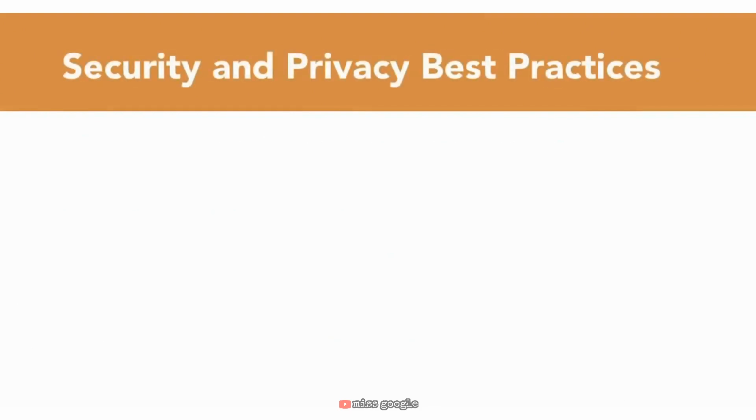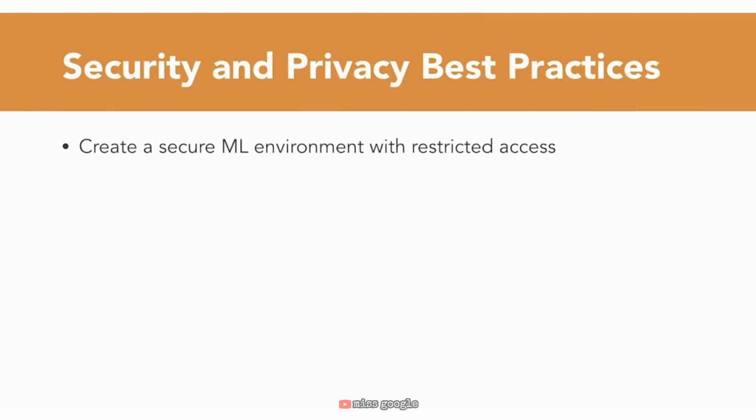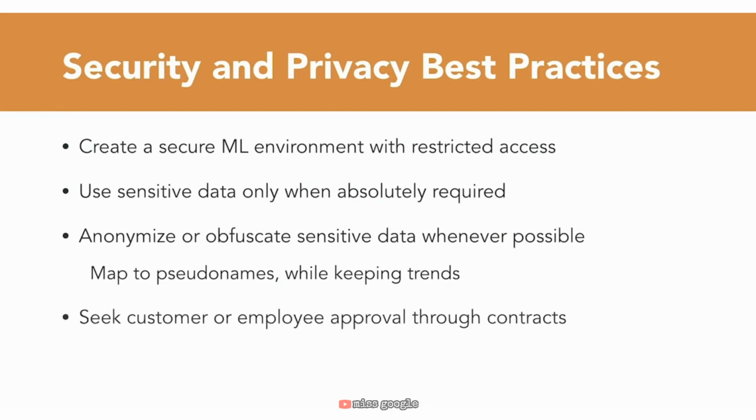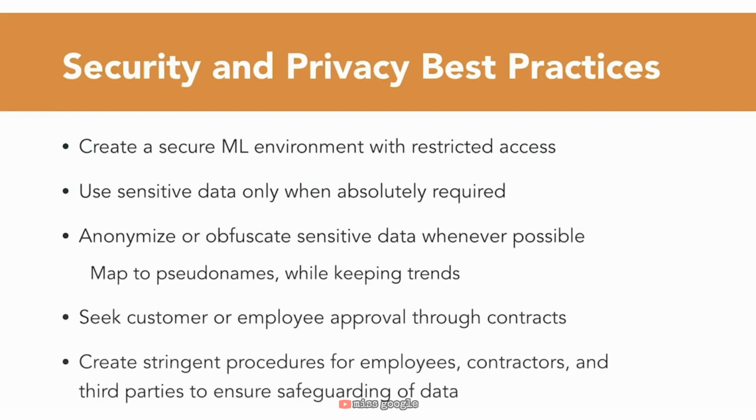Here are some recommendations. First, create a secure machine learning environment with restricted access. Deny access by default and only allow required personnel to access data. Use sensitive data for machine learning only when it's absolutely required. Anonymize and obfuscate sensitive data when possible. This can be done by mapping actual names to pseudonames while keeping the required trends present in the data. Seek employee and customer approvals through contracts and agreements. Create stringent procedures for employees, contractors, and third parties if they need access to sensitive data. Ensure that manual and automated procedures and checks are in place to prevent data theft.